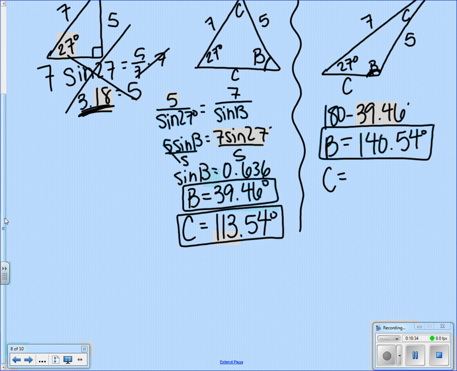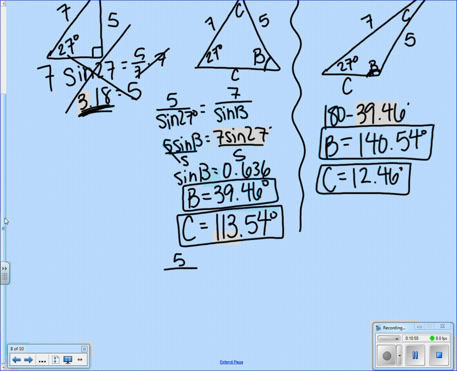For this other one, we know that our B is 140.54 and our C is 27. So if you subtract that, we get that C would be 12.46. And so that is an acute angle there. And so now the last thing that we need to do is to solve for our side C.